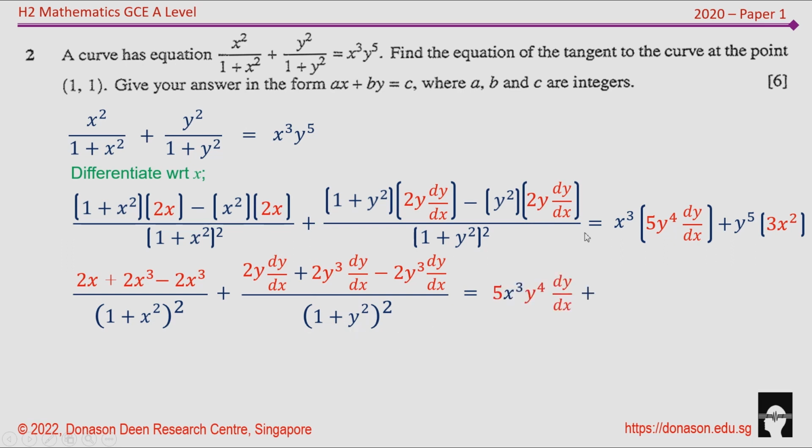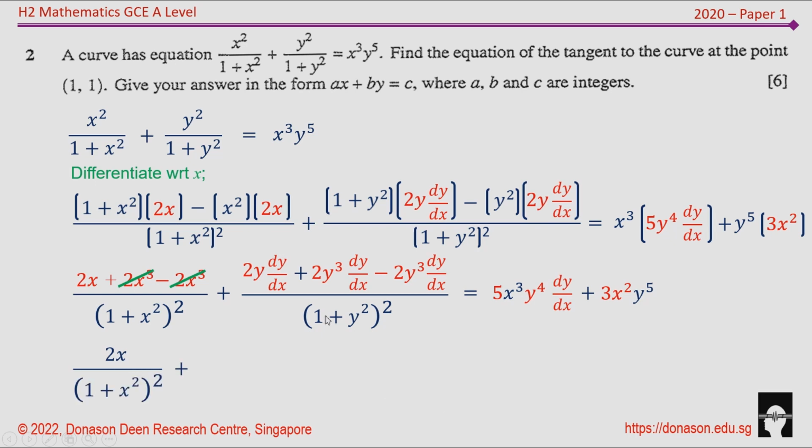Then now let's go to the right hand side of the expression. So let's rewrite it decently. We'll write the number in front, 5, and then followed by x cubed, and then followed by y to the power of 4, and then dy dx, plus this part will become 3x squared times y to the power of 5. So that's the simpler expansion or simplification.